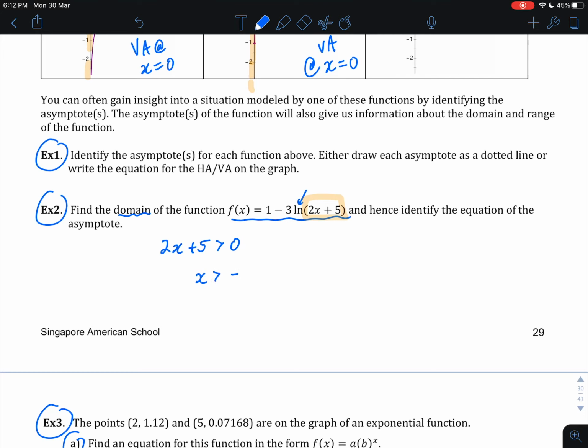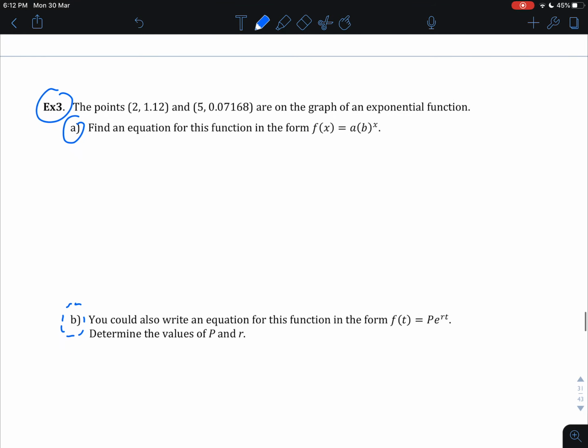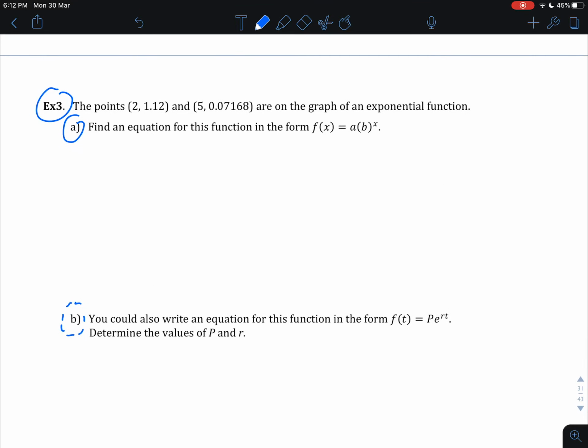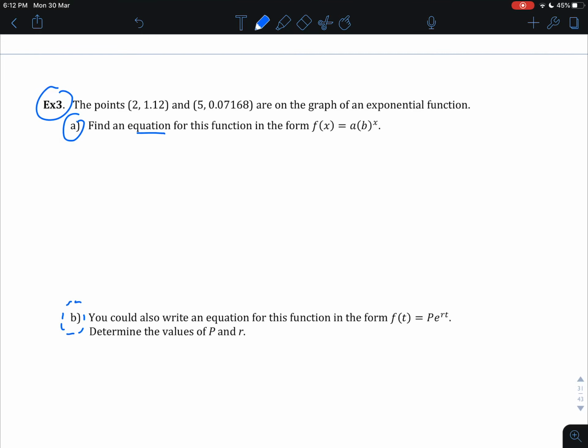And so in this case x greater than minus 5 over 2 is our domain. We have a vertical asymptote at minus 5 over 2, and our domain is x greater than minus 5 over 2.